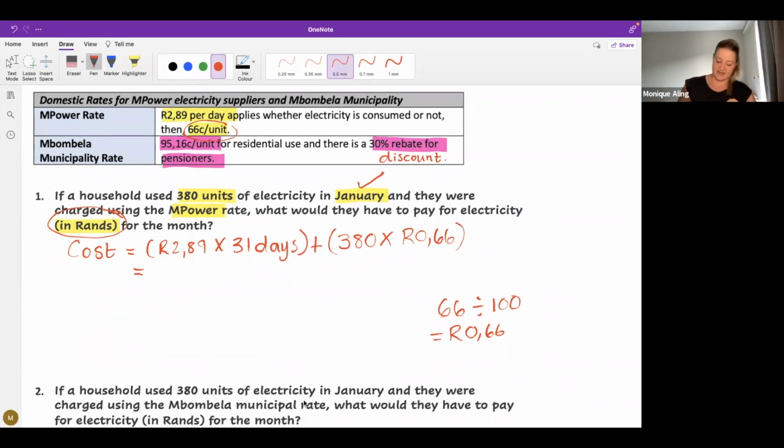Okay, so like I always say, let's show our working out. So the first bracket is 89,59 plus the second bracket is 250,80 cents. Which means this household is going to pay 340 Rand and 39 cents for using 380 units with M-Power.